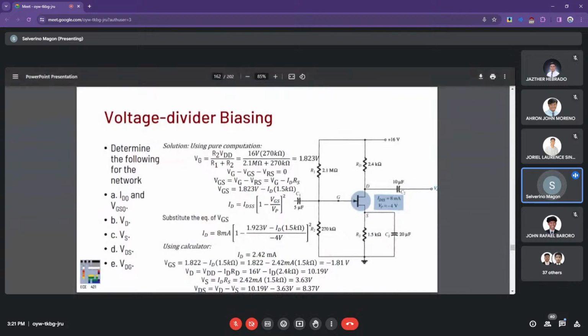All right, so again, for the VD, that's it, no? While for the VDS, we just subtract VD minus VS, and VS can be obtained already from IDRS since we have the ID already. So VDS is at 8.37 volts. So take note that in DC analysis we have the VD as reference, but we need to solve for the VDS because this is useful in AC analysis.